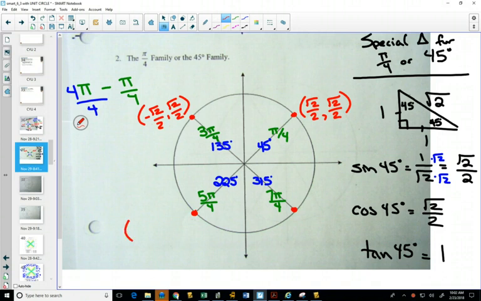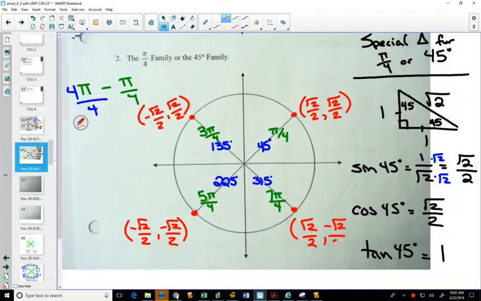In quadrant 3, can you see that both your x and y coordinates would be negative? But since it's the same triangle that's made back to your x-axis with the same reference angle, your sine and cos will both be root 2 over 2, but now they're both negative. And in quadrant 4, your x-coordinate would be positive because cos is positive. Your y-coordinate would be negative because sine is negative.